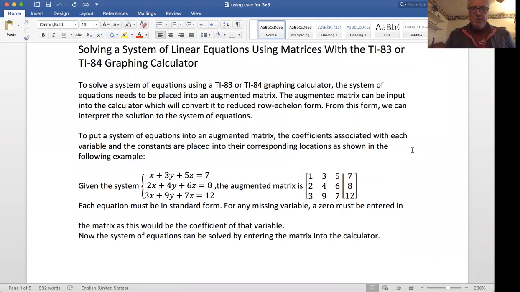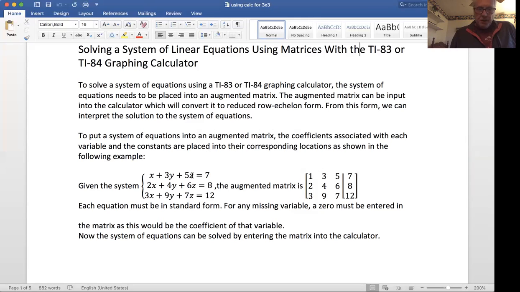So using the matrix features of the TI-83 or 84 calculator. To solve equations using the TI-83 or 84 calculator, the system of equations needs to be placed in what's called an augmented matrix. The augmented matrix can be input into the calculator, which will convert it to reduced row echelon form. This is called RREF on your calculator. From this form, we can interpret the solution to the system of equations.